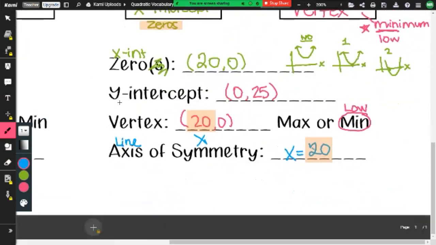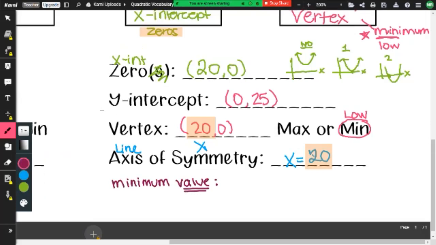Now, one thing I did not teach you before, but I'm going to go ahead and work that in, is on the STAR test, they could also ask you for a minimum or a maximum value. That means they want one single number. How high or how low does this roller coaster go? We're talking about height. Which axis helps you with the height? Which axis determines the height of an object?